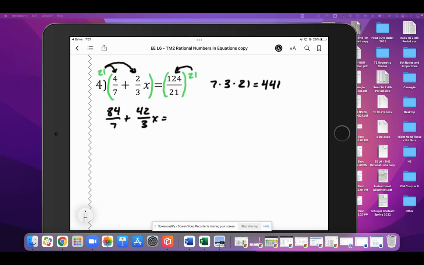21 times 124 is 2,604. That's a lot, over 21. Okay. And so simplifying those, a calculator is handy. So I just know off the top of my head that 84 divided by 7 is 12. 42 divided by 3 is 14.